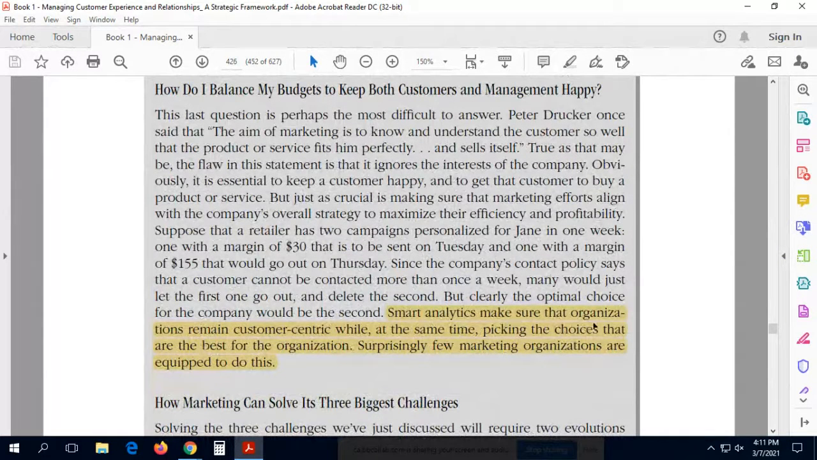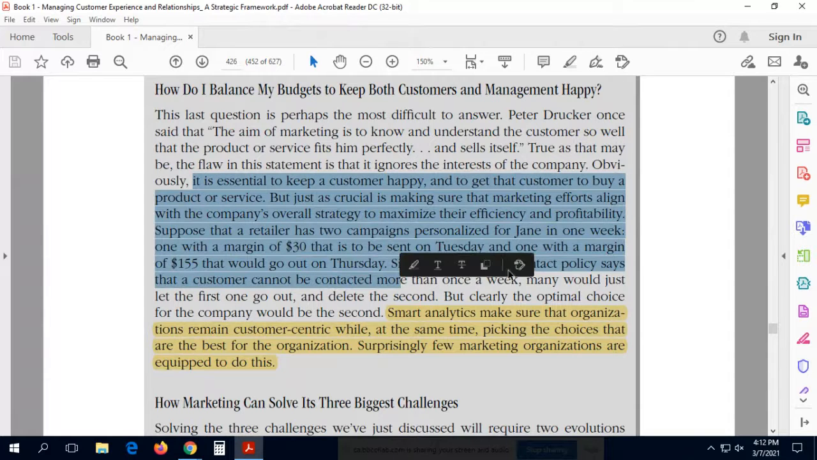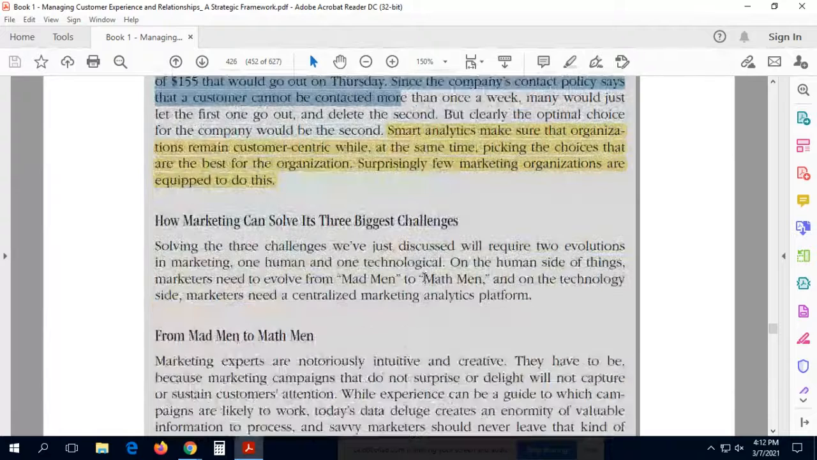Smart analytics make sure that organizations remain customer centric, while at the same time picking the choices that are the best for the organization. Surprisingly, few marketing organizations are equipped to do this. You need to make your customer happy and also make the right choices for the company also. It can be some clash here. It's a very interesting example they have given here. You should definitely read it.